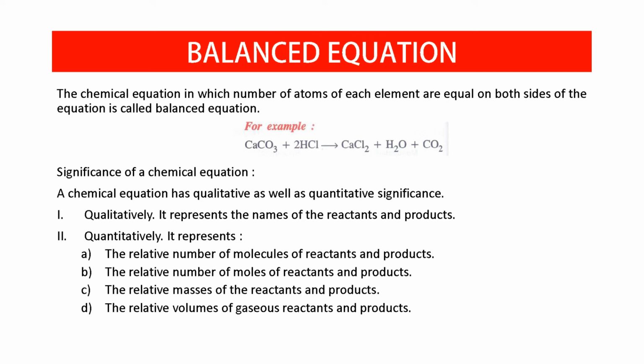Then, the significance of a chemical equation. What is the significance of a chemical equation? A chemical equation is both qualitative and quantitative. Qualitatively, it represents the names of the reactants and products. Quantitatively, it represents the relative number of molecules of reactants and products, the relative number of moles of reactants and products, the relative masses of the reactants and products, and the relative volume of gaseous reactants and products. So all this is the information which we get from a chemical equation. This is the significance of a chemical equation.